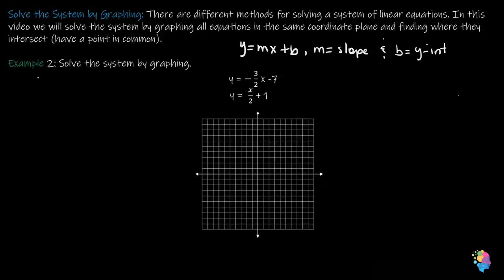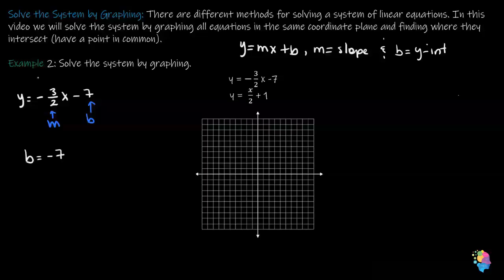So let's start with the first equation. Our first equation in the system is y equals negative 3 over 2 x minus 7. For this one then, our slope is negative 3 over 2 and our y-intercept is negative 7. When we are graphing linear equations, we always graph b first. So since b is negative 7, we're going to go to the y-axis and plot the point at negative 7. Once the y-intercept is plotted, we're going to use the slope to find the next point.